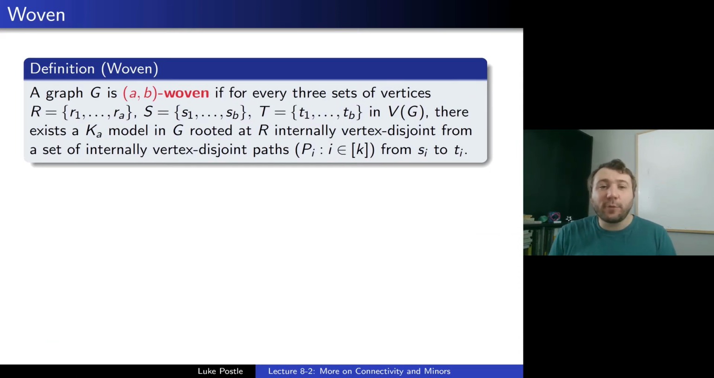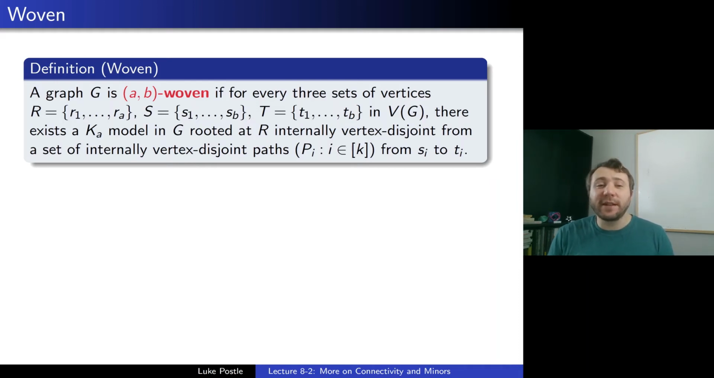So we'll call a graph AB woven if for every three sets of vertices R, which will be R1 up to RA, S, which we'll say is S1 up to SB, and T, T1 up to TB, I can get a KA model, so that's a complete minor, but a model rooted at R. And what rooted would mean is that each of the R's appears in exactly one of the parts of the model.